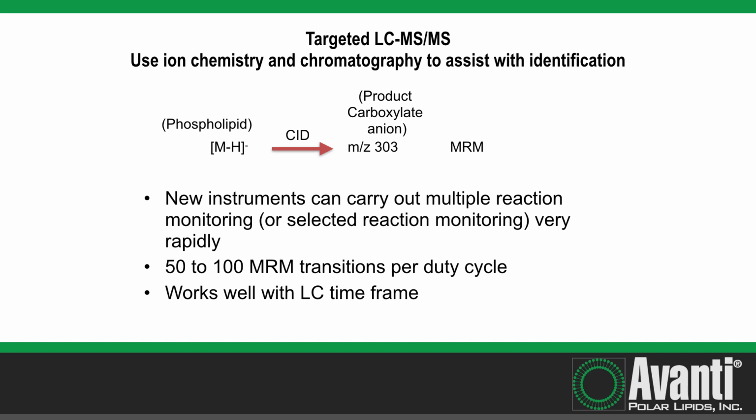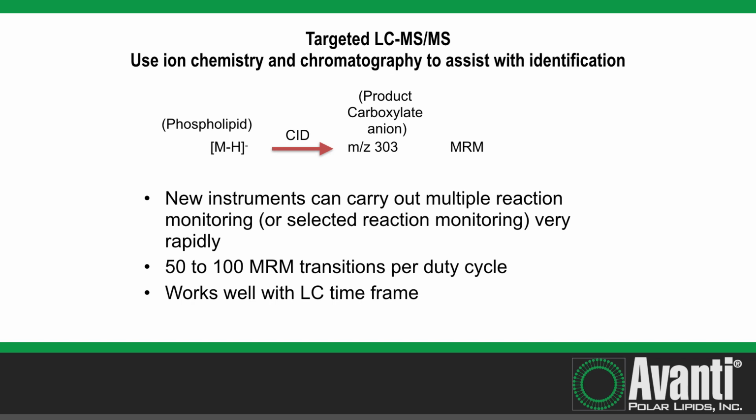Now, new instruments are remarkable in that they can carry out these multiple reaction monitorings or selected reaction monitorings very rapidly. And so it's not unusual and not difficult for one of these new machines to actually measure maybe 50 to 100 MRM transitions within one duty cycle. So a duty cycle just means it's going around the circle, measuring the list of 100 ion transitions and going back to number 1 after it goes to 100, and around and around.